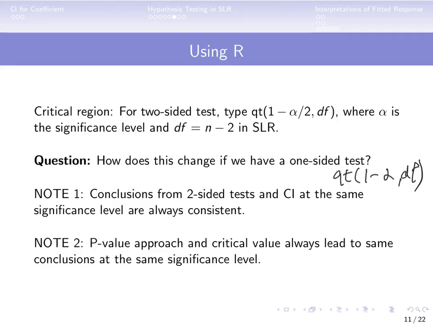A couple of notes: conclusions from a two-sided test and confidence intervals at the same significance level are always consistent. They will not contradict each other. Another note, the p-value approach and the critical value approach will always lead to the same conclusions as long as you're performing the test at the same significance level.